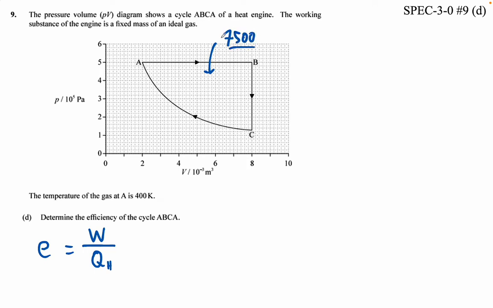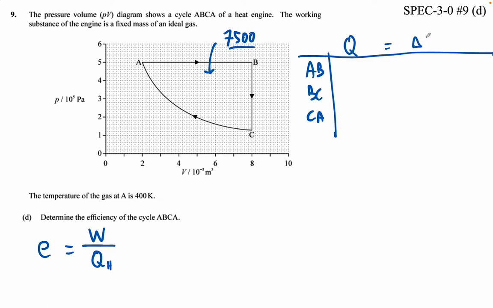There's a whole page where we figured out what the work was. Well, we'll look at it here in a second, right? Okay, so we know that. We just have to figure out what the net amount of work is, okay? So let's look at these processes. Let's go AB, BC, CA. And let's look at them in terms of the heat flow, the change in internal energy, and the work done, right?